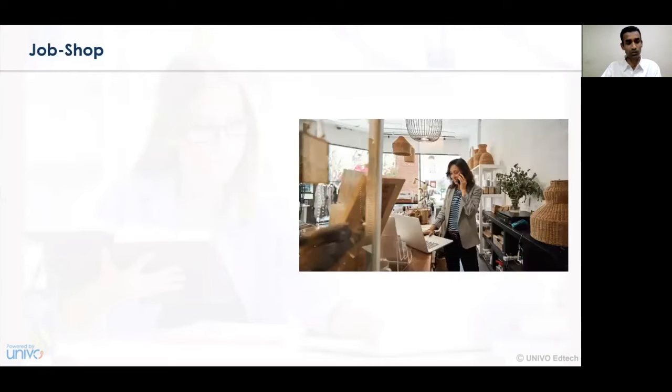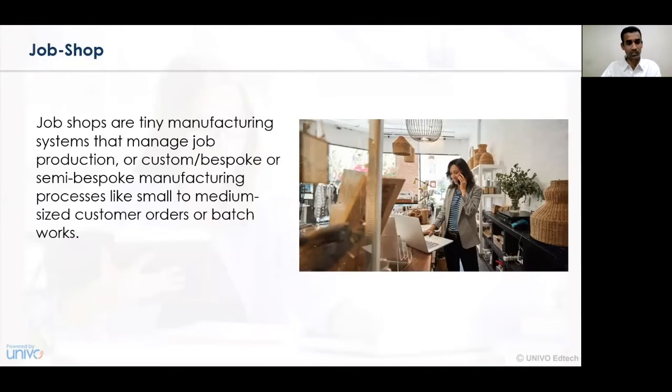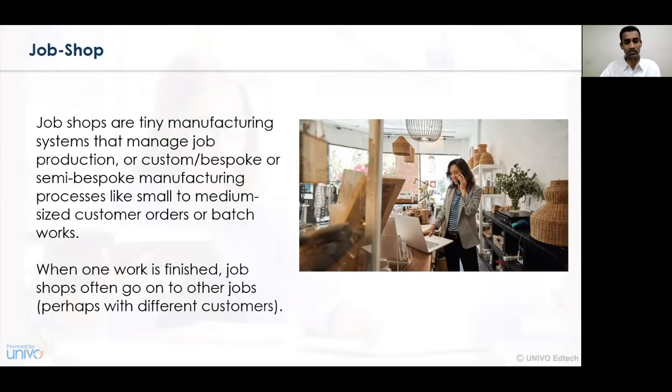Now let's first understand what we mean by the job shop. In simpler terms, job shops are tiny manufacturing systems that manage job production or customers' bespoke or semi-bespoke manufacturing processes, like small to medium-sized customer orders or batch work. So, in simpler terms, whatever small activities are conducted in a business or manufacturing organization, whether of prime importance, greater importance, or least importance, when conducted from the smaller level to the larger level, those activities are called a job shop.